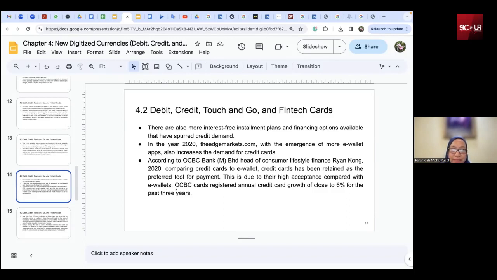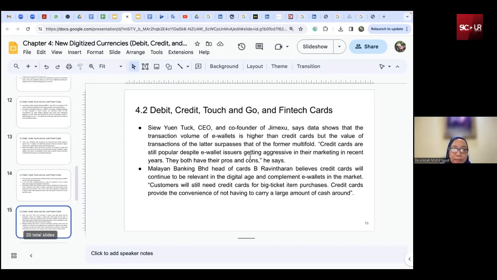And then because of convenience, there is another risk lah kan. Risk dia ialah fraud, scammers, those are the risk. OCBC card registered annual credit card growth close up to 6% of the past 2 years. Okay, this CEO or the co-founder says that data shows that the transaction volume of e-wallet is higher than the credit cards. Ni this comparison of the e-wallet and credit cards. Dia kata transaction surpasses multiple.